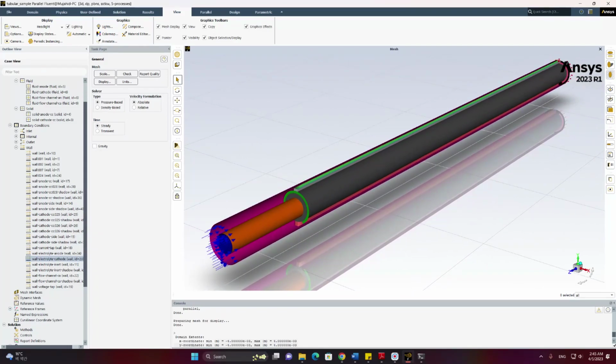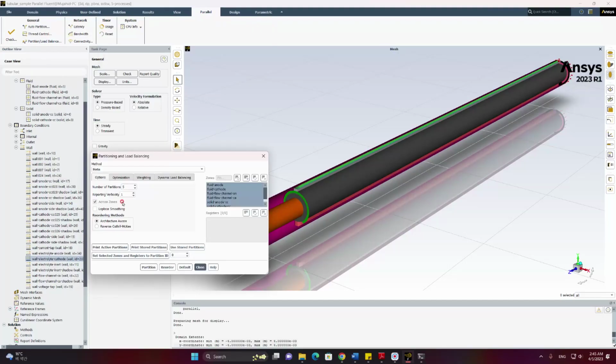After this, we want to partition, because we specified two processors, so that means we can divide our partition. It is a good time to define it, and it will be used later also. So go to the parallel settings and partition and load balancing.